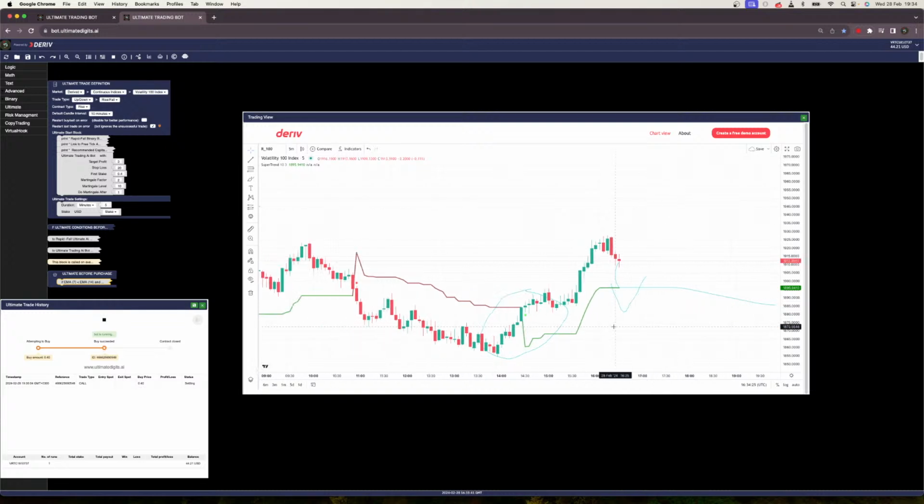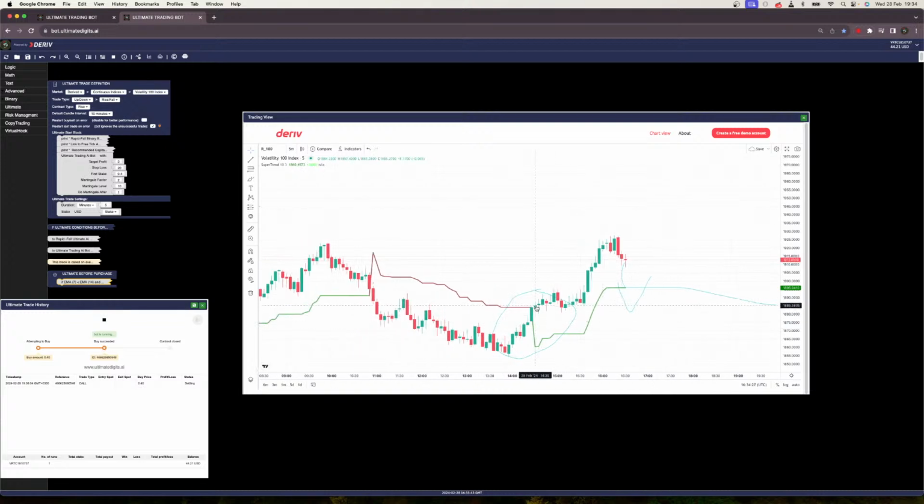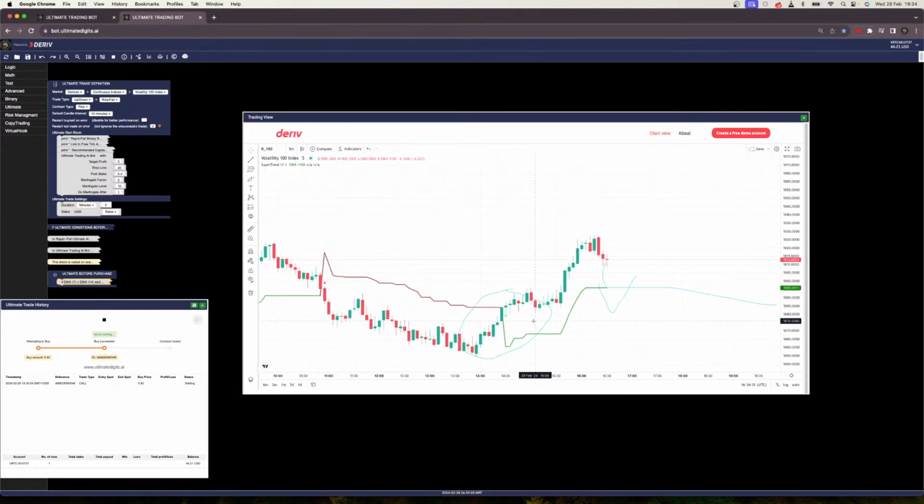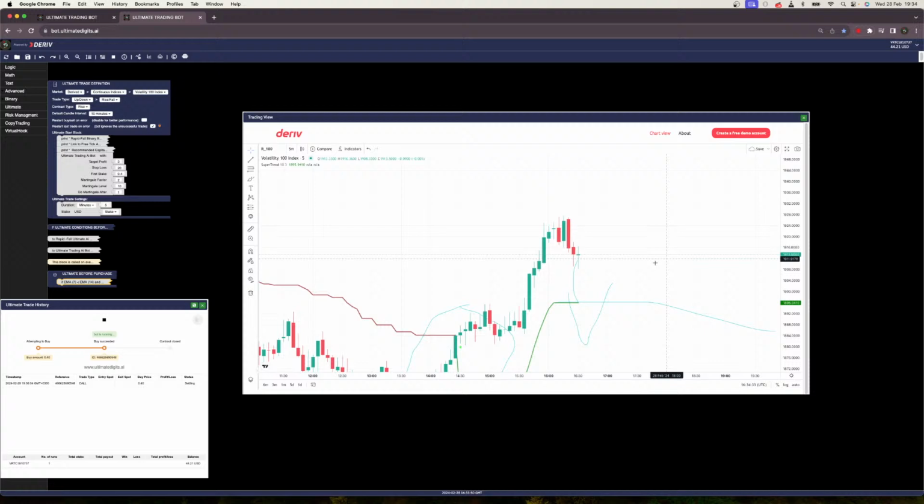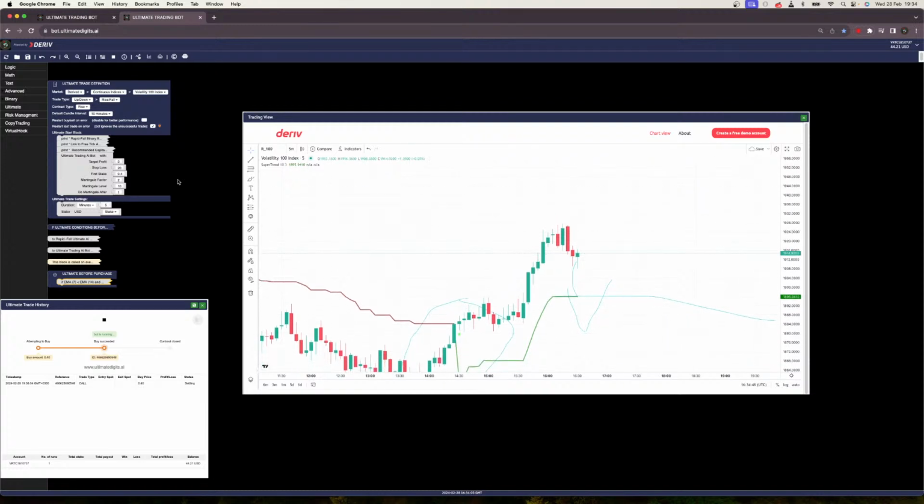So the perfect entry point will be at the start of this breakout here, and actually the super trend on the TradingView chart will show you a small arrow here. The green arrow will show that the price has broken above the support, and we will have all these to run the bot.